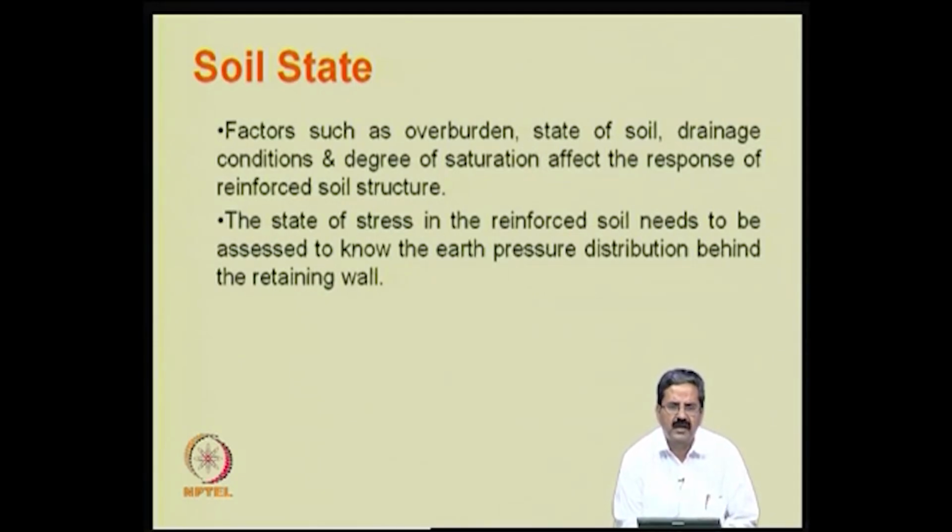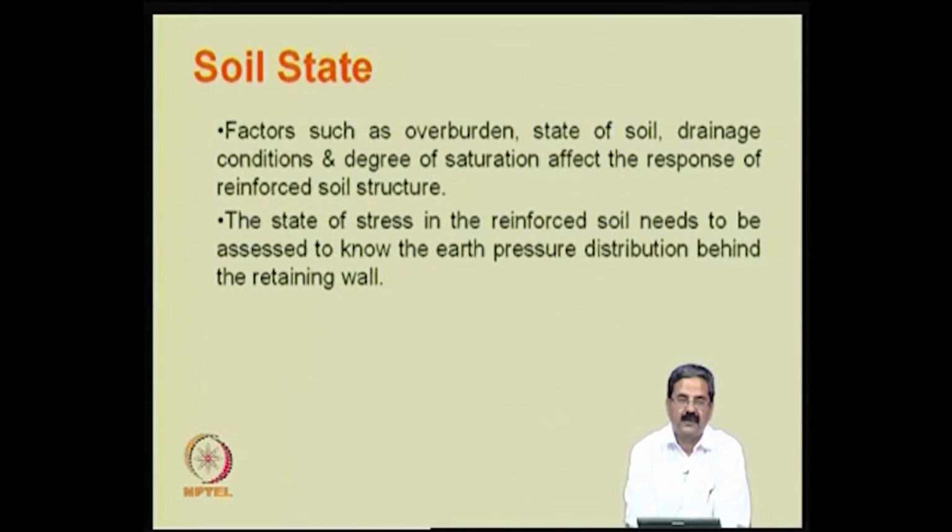So, we can say that the soil is in a state of K naught condition, meaning coefficient of earth pressure at rest. But a geotextile or a geogrid needs some sort of deformation, which means that the state of the soil is in an active condition. So, the state of the soil is very important.